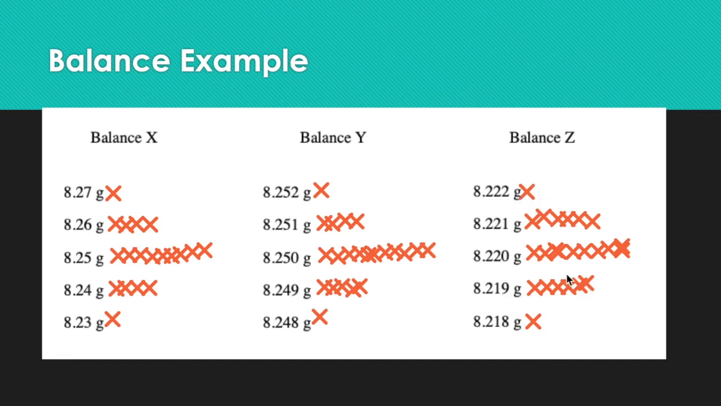The precision is comparable to the precision of balance Y. It has the same level of random error as balance Y, but in addition to this random error, which you can't get away from, balance Z also has some systematic error. Perhaps it needs to be recalibrated, or perhaps it's not level on the bench. It needs to be adjusted in that way, but there is a slight problem with balance Z, and it's pushing all of the values in the same direction. All of these values are a little bit too low.